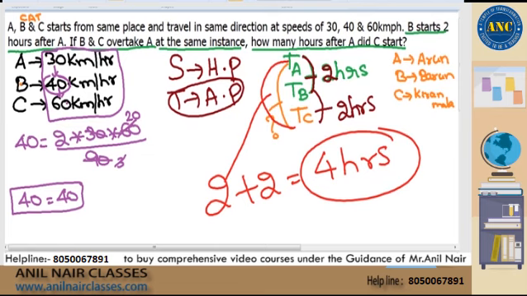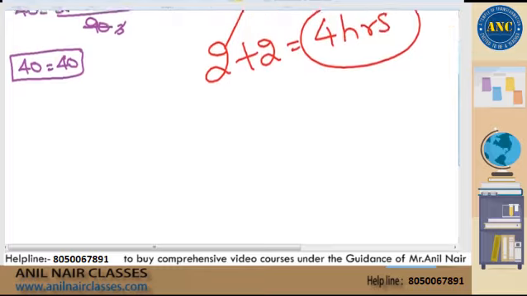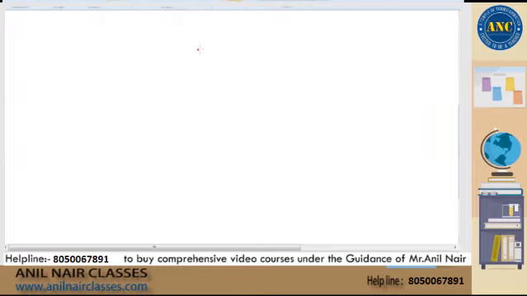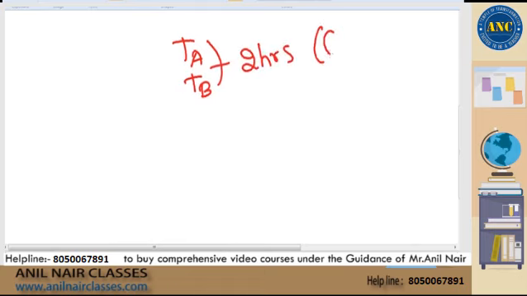Anand, explain last step. First of all, they are giving in the question, B starts 2 hours after A. I am starting 2 hours after Anand is starting. That means the time gap between Anand and I is 2 hours. This is given in the question.